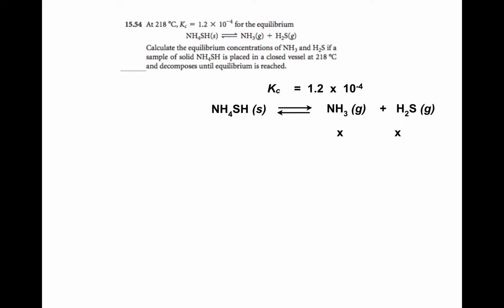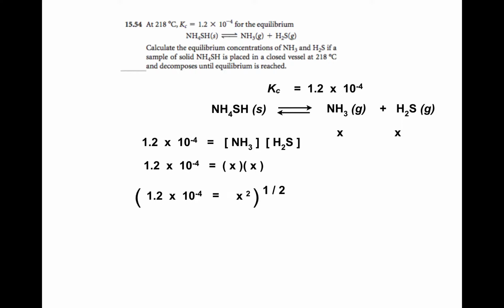This thing is decomposing, and as it decomposes, it makes ammonia and dihydrogen sulfide. So these are the equilibrium concentrations. We plug these into the law of mass action, and we solve for X. So X times X is X squared. If I take the square root of both sides, I solve for X. So this is the equilibrium concentration of the ammonia and the dihydrogen sulfide for this reaction.